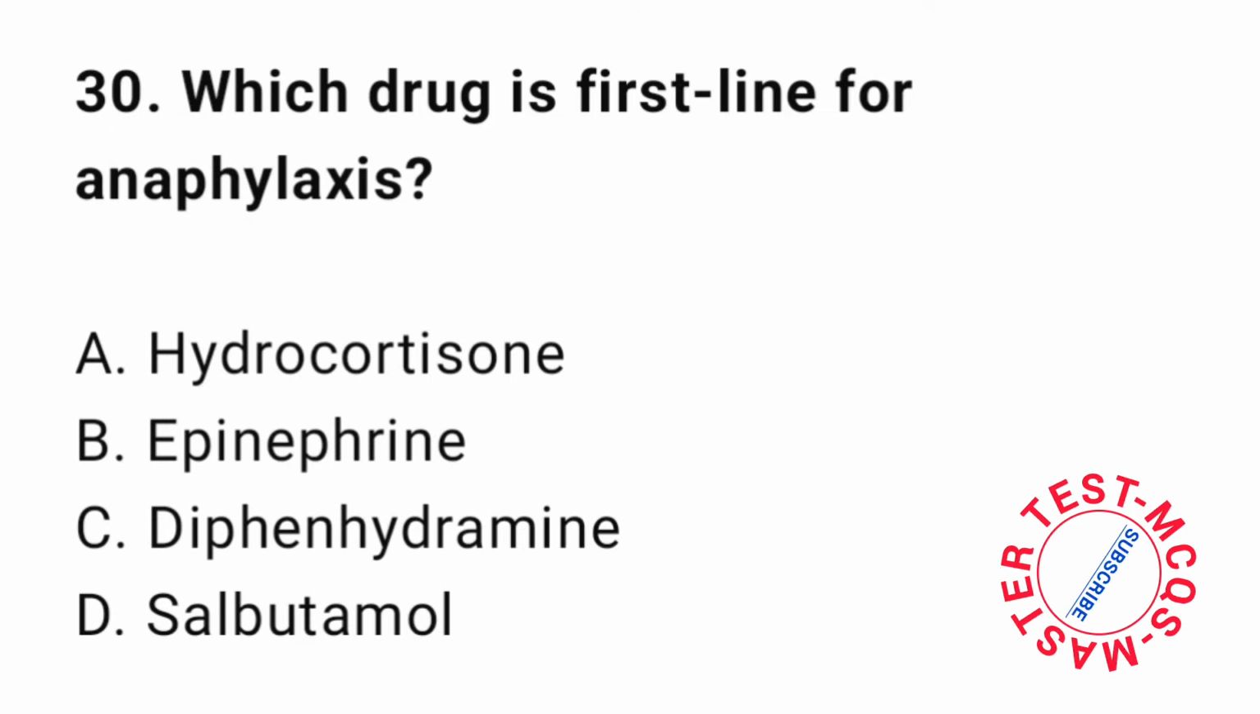Question number 30. Which drug is first line for anaphylaxis? The right answer is B. Epinephrine.